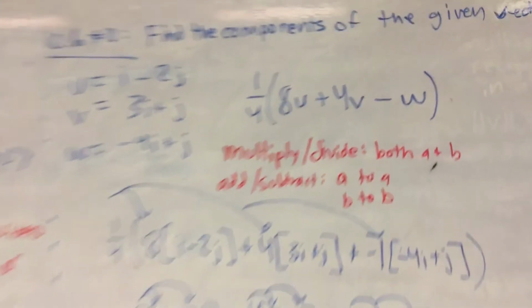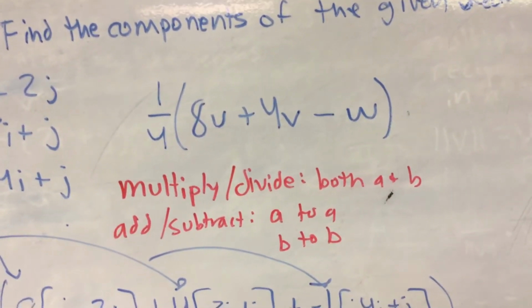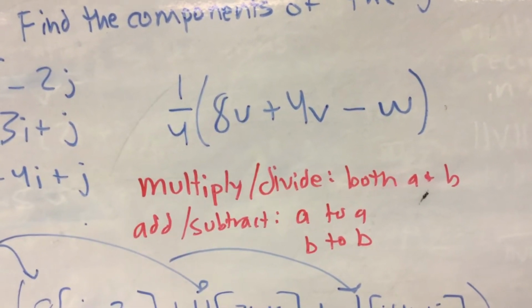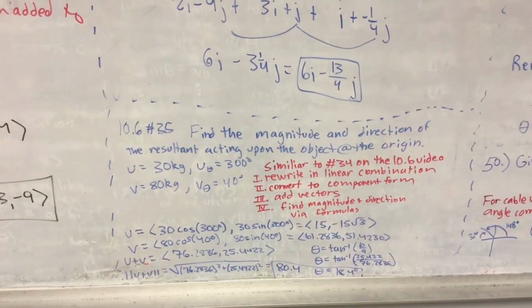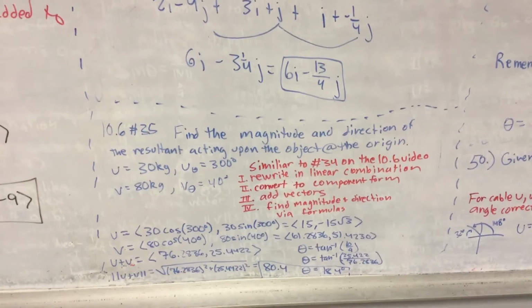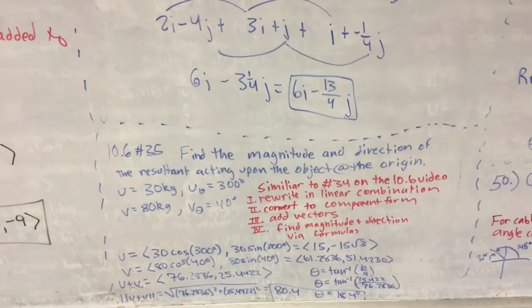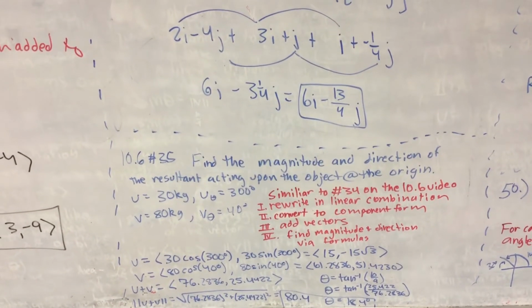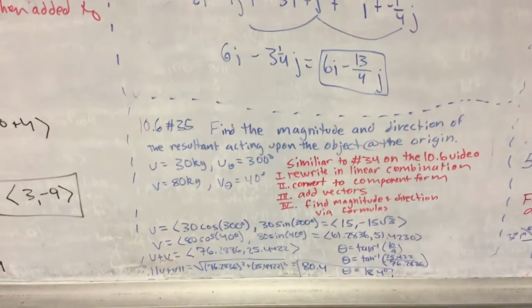The important thing is that when you multiply and divide, you do it to both the a and the b term. When you add and subtract, you only do like terms, a to a, b to b, or x to x, y to y. Okay, so 10.6 number 35 was very similar to number 34 on the 10.6 video. We're going to be following these 4 steps. 1, rewrite in linear combination. 2, convert to component form. 3, add the vectors. And 4, find the magnitude and direction via our formulas.